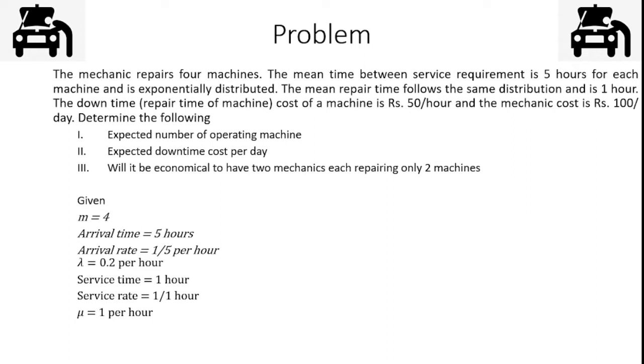The mean repair time of a car follows the same distribution and is 1 hour. The downtime cost of a machine is rupees 50 per hour. And for the utilization of the mechanic, I can give him a salary. For that, the mechanic cost is rupees 100 per day.